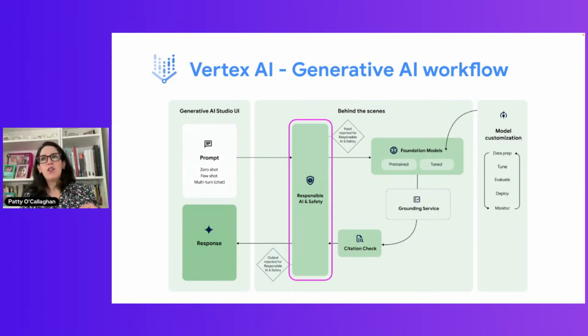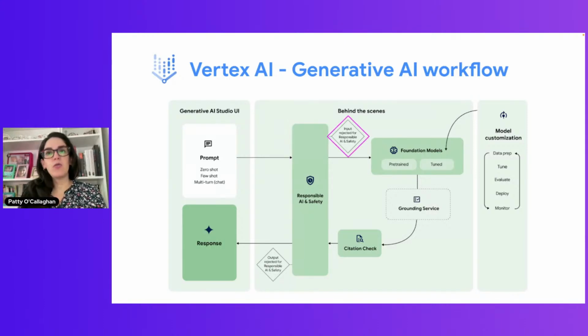And if it doesn't pass that filter, which you can play with, then the workflow is stopped. The LLM will reply that it cannot respond. Let's say that you ask, tell me how to build a bomb. This responsible AI and safety module will stop that, and the LLM will reply, I'm sorry, I cannot give an answer to this.